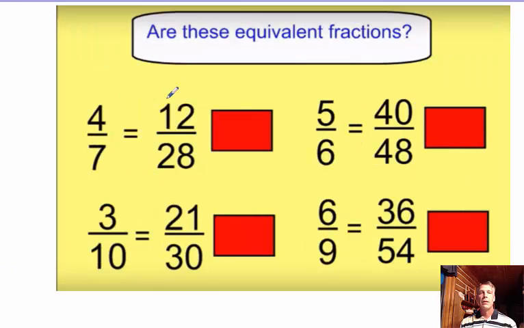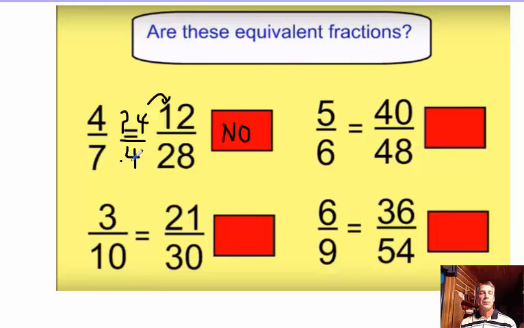All right. Are these equivalent fractions? Are these equal? Because sometimes it doesn't work. Let's look. What times 7 gives you 28? Well, that's 4. So now I ask the question up here. Is 4 times 4, does that give me 12? No, that's 16. So are these equivalent fractions? No, they're not.